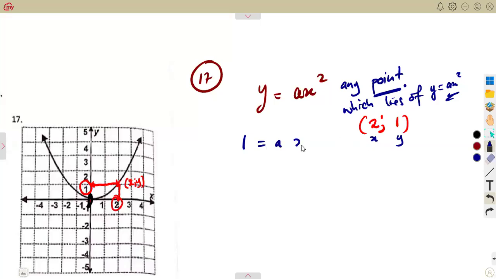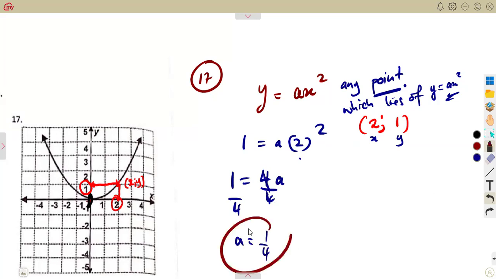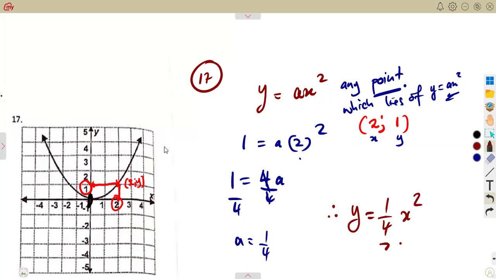Y is equal to 1 when x is equal to what? When this x is 2. So that's 2 squared. So 1 is equal to 2 squared, that's 4, 4 times a, which is 4a. So divide by 4, divide by 4. A is equal to what? A is equal to 1 over 4. So by knowing that a is 1 over 4, therefore our equation is y is equal to, in place of a, 1 over 4 x squared. Knowing the format is very, very important.